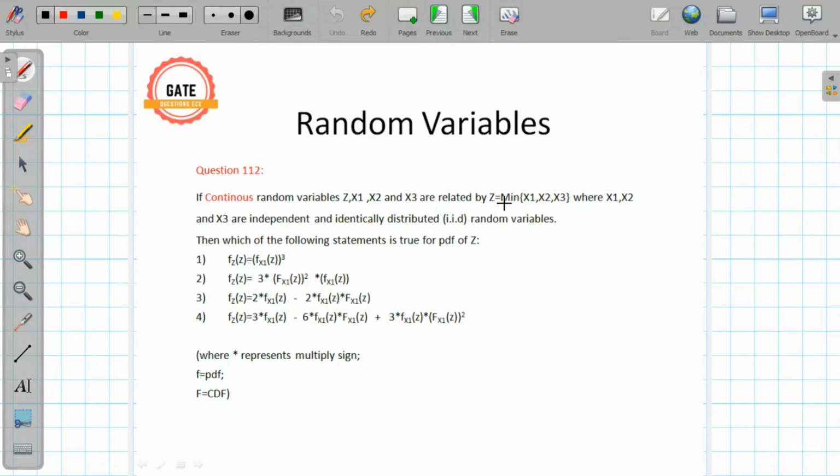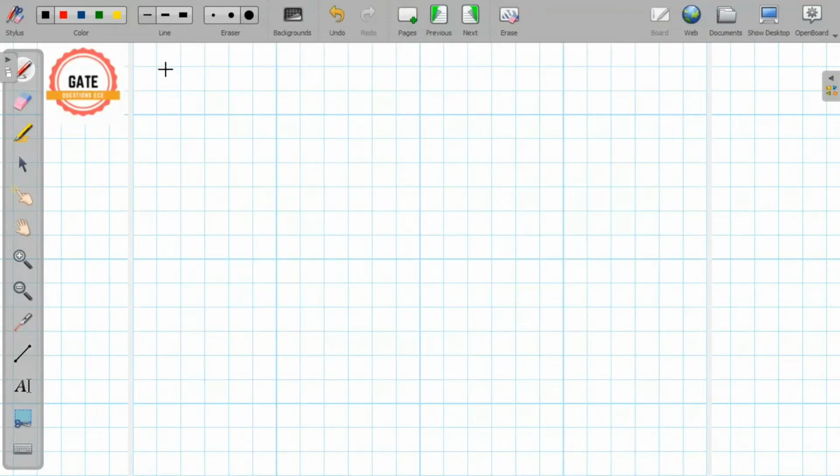We have done a similar question, number 111, in which it was given z is equal to maximum of x1, x2 and x3. So on similar lines we will solve this question. So let's see its solution. To solve this problem, I would like to recall the end results of question number 108 and question number 110.